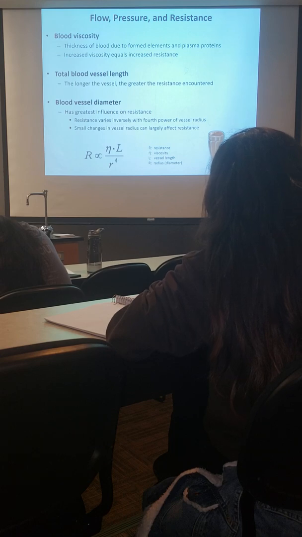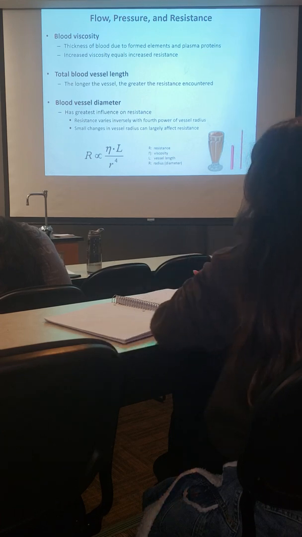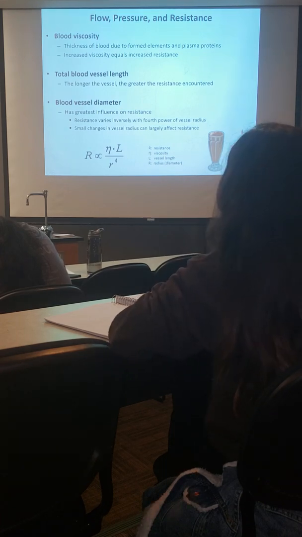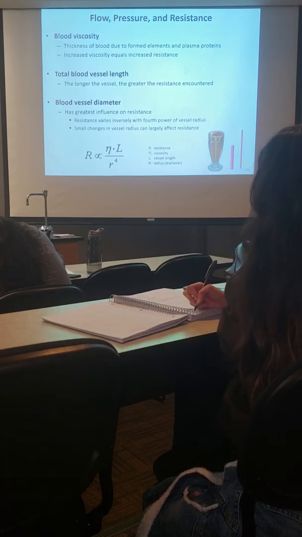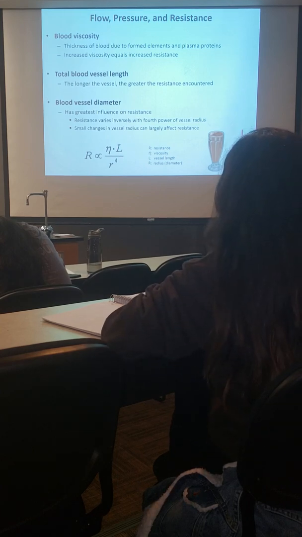So the thicker your blood is, the slower it's gonna flow, okay? Next is vessel length. Remember I said the whole slide thing? The more you rub against that slide, the slower you're gonna get. So it makes sense that the longer your vessel is, the more you're gonna rub, the more resistance you're gonna have, and the slower your flow is gonna be, okay?